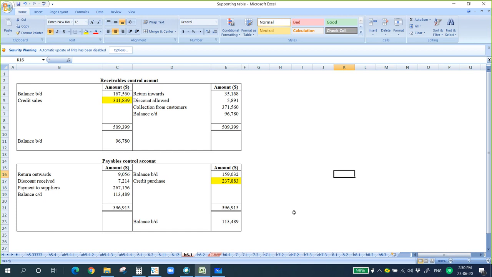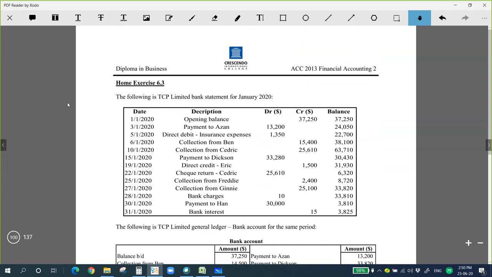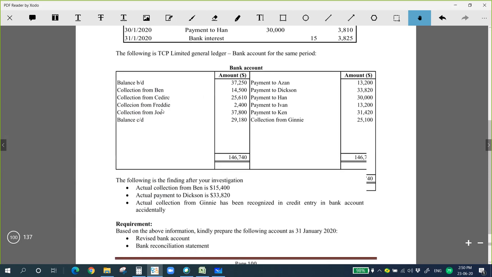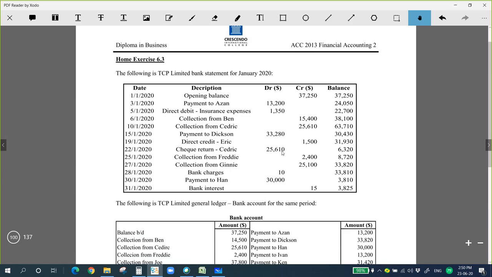So we move to next question. Go to your textbook. We try 6.3. This is page 100. So are you ready for this exercise? Yes.